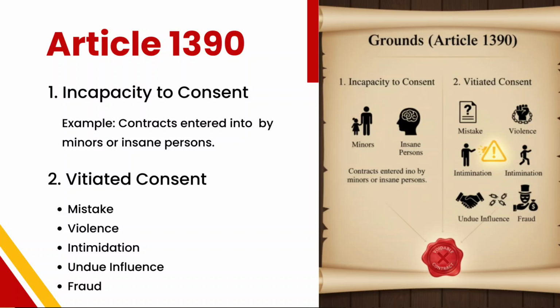Article 1390. The following contracts are voidable or annullable, even though there may have been no damage to the contracting parties. 1. Those where one of the parties is incapable of giving consent to a contract. 2. Those where the consent is vitiated by mistake, violence, intimidation, undue influence, or fraud. These contracts are binding unless they are annulled by a proper action in court. They are susceptible to ratification.